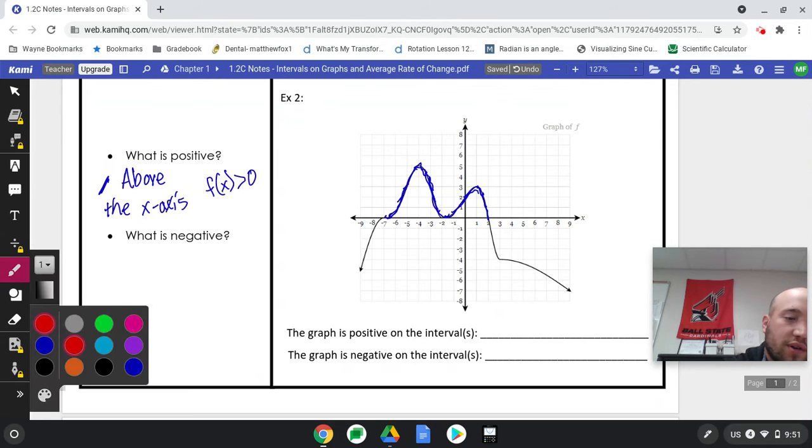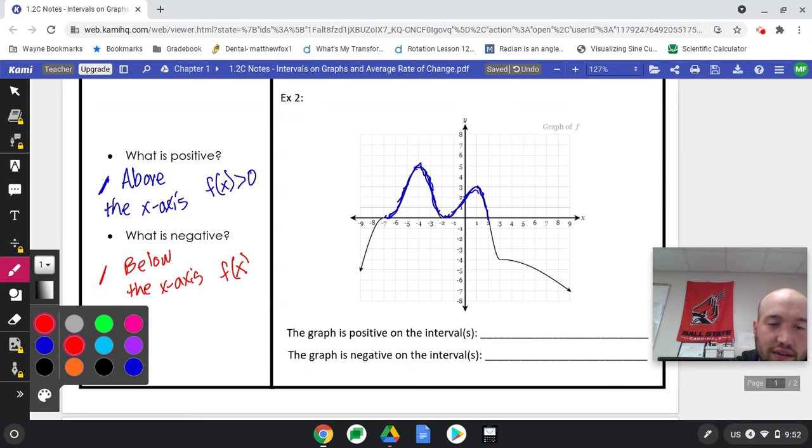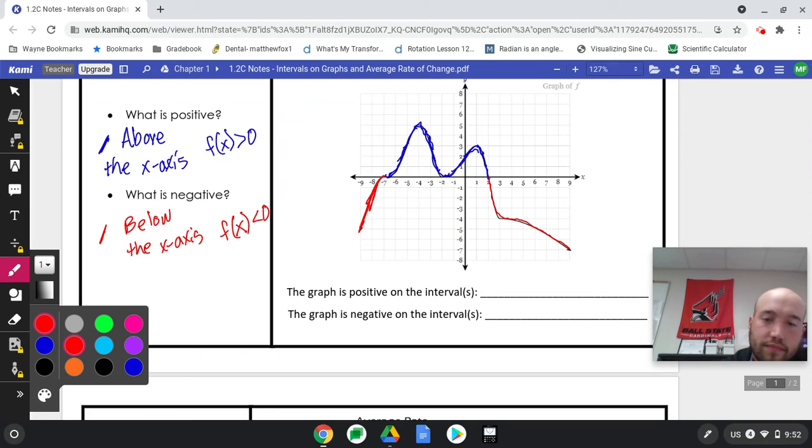Then as you can probably guess, negative is when it's below the x-axis. So when f of x is less than 0. So we have a little chunk here and a chunk here. So where is it positive? That'd be from -7 to 2. Where is it negative? That's going to be from -infinity to -7, and then also from 2 to infinity.